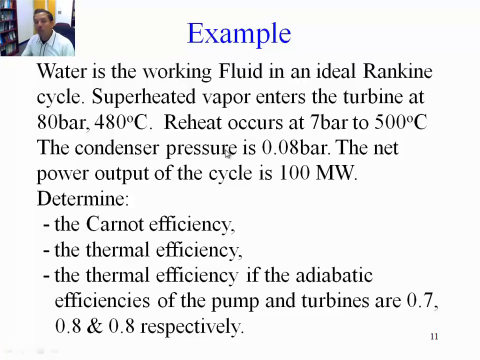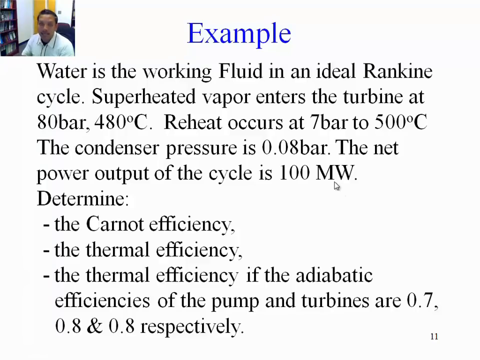However, that is passed through a high pressure turbine. And then whatever comes out of the high pressure turbine is passed again through the boiler at 7 bar. So the first turbine actually reduces the pressure from 80 bar to 7 bar. And now when it passes again through the boiler, it's increased to 500 Celsius. The condenser pressure, which is the pressure that comes out of the low pressure turbine, is the same as before, 0.08 bar. And the net power output of the cycle is 100 megawatts.